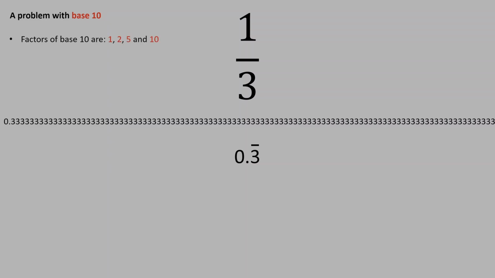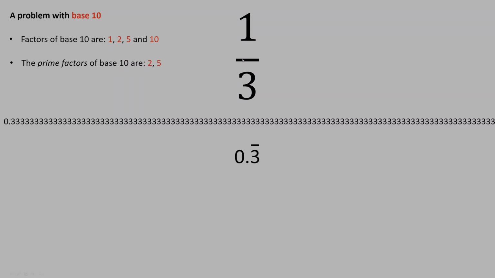And the reason that it's a problem is that we can look at the factors of the base number. So the factors of base 10 are 1, 2, 5, and 10. Now, 1 and 10 is a given. If you're using base 64, then 1 and 64 will be factors of that base. So we kind of ignore that and we just refer to the prime factors, so the non-1 and the non-base number itself. So the prime factors of base 10 are 2 and 5.